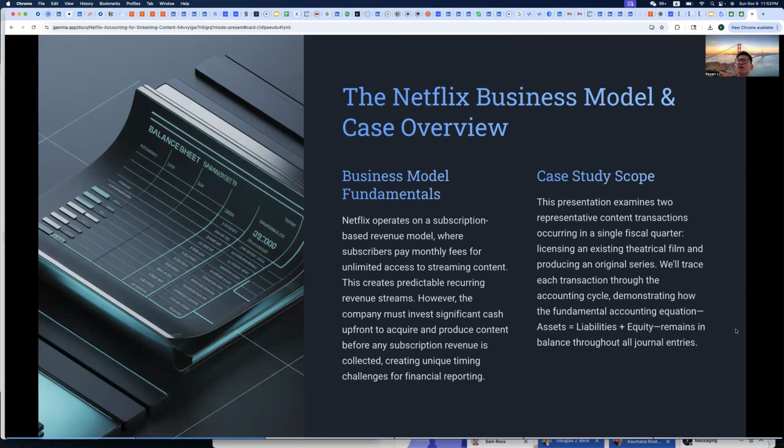One is licensing an existing theatrical film, and the other is producing an original series. We will trace each transaction through the accounting cycle, demonstrating how the fundamental accounting equation, which is assets equals liabilities plus equity, remains in balance throughout all journal entries.